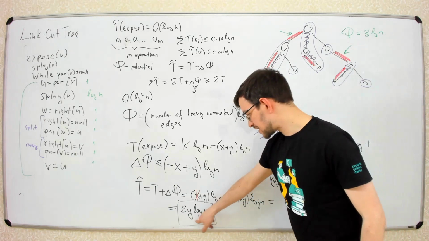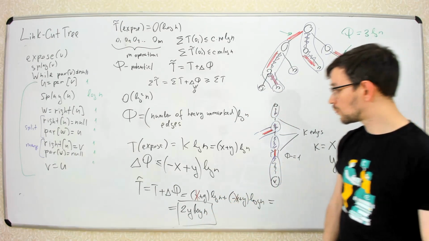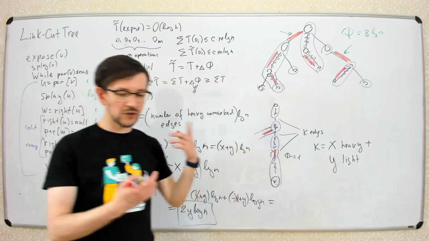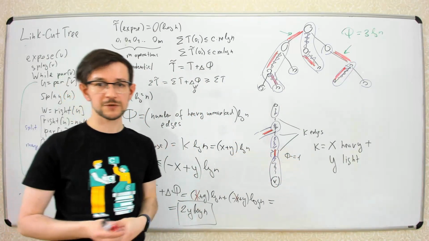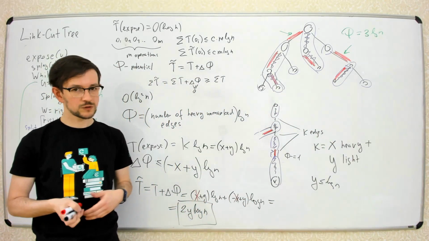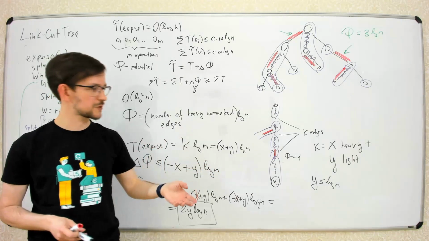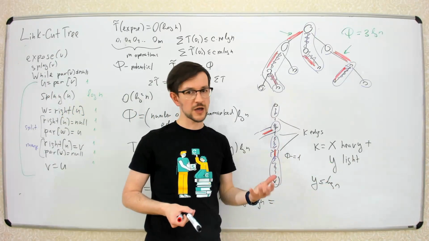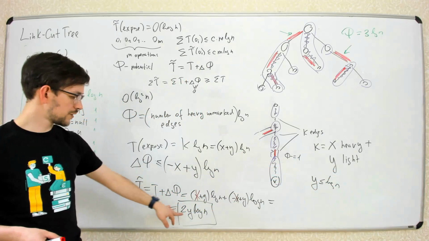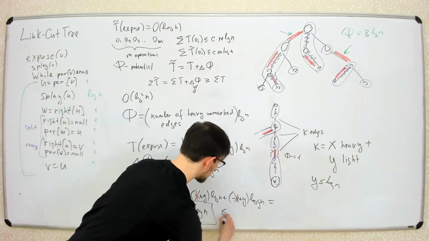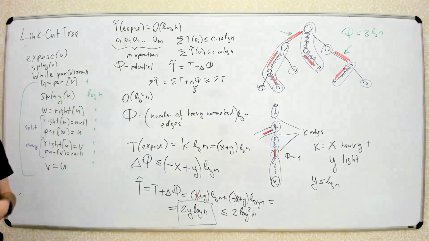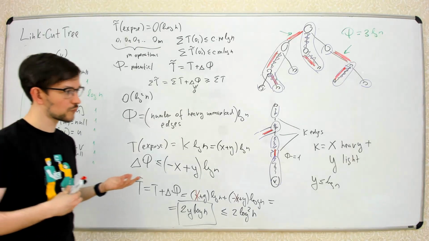And now I claim that this number is at most log square. Now, why is it so? Because this y is the number of light edges on the path. The number of light edges is never more than log n, because it's heavy light decomposition. In any heavy light decomposition, there are no more than log n light edges on any path. So this y is no more than log n, so this is no more than 2 log square. That's the whole proof.